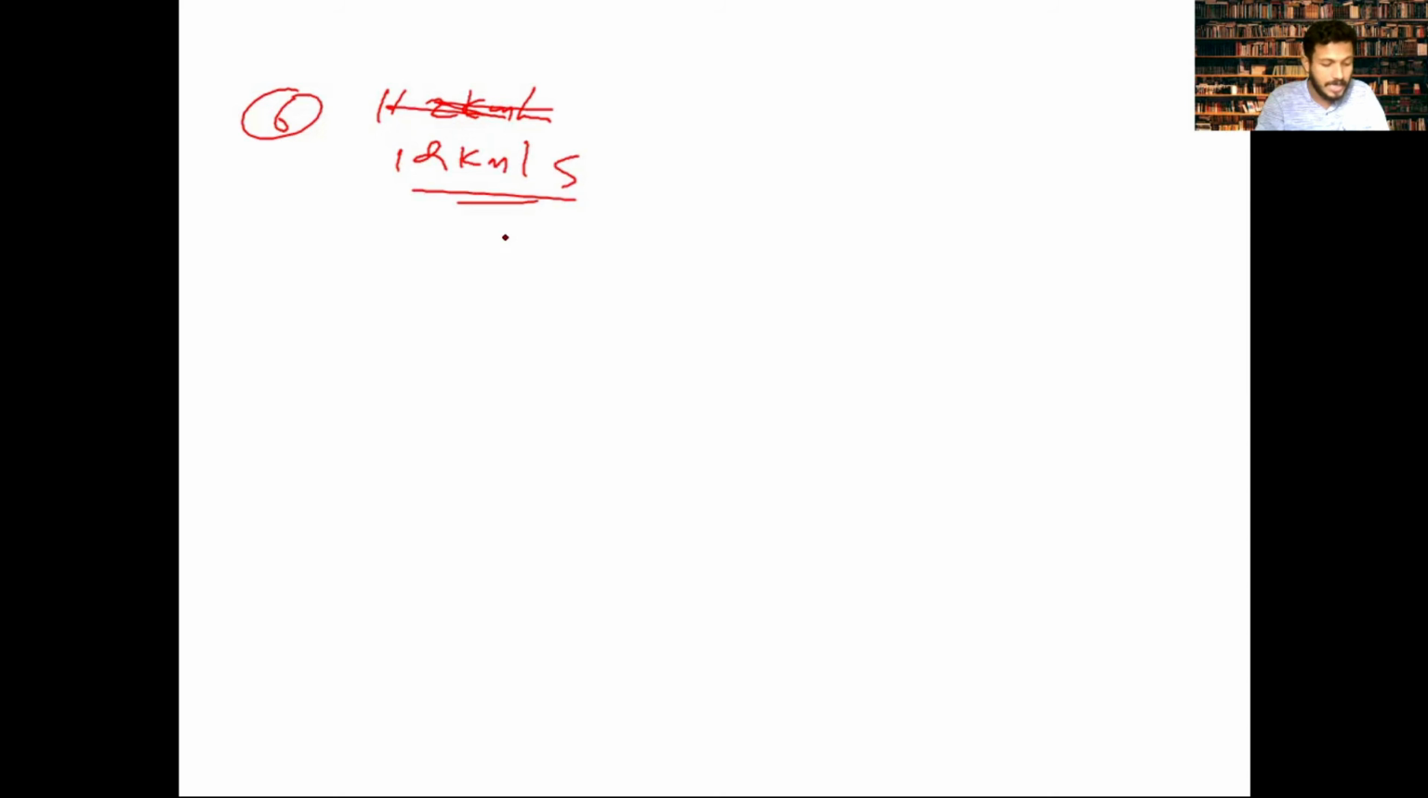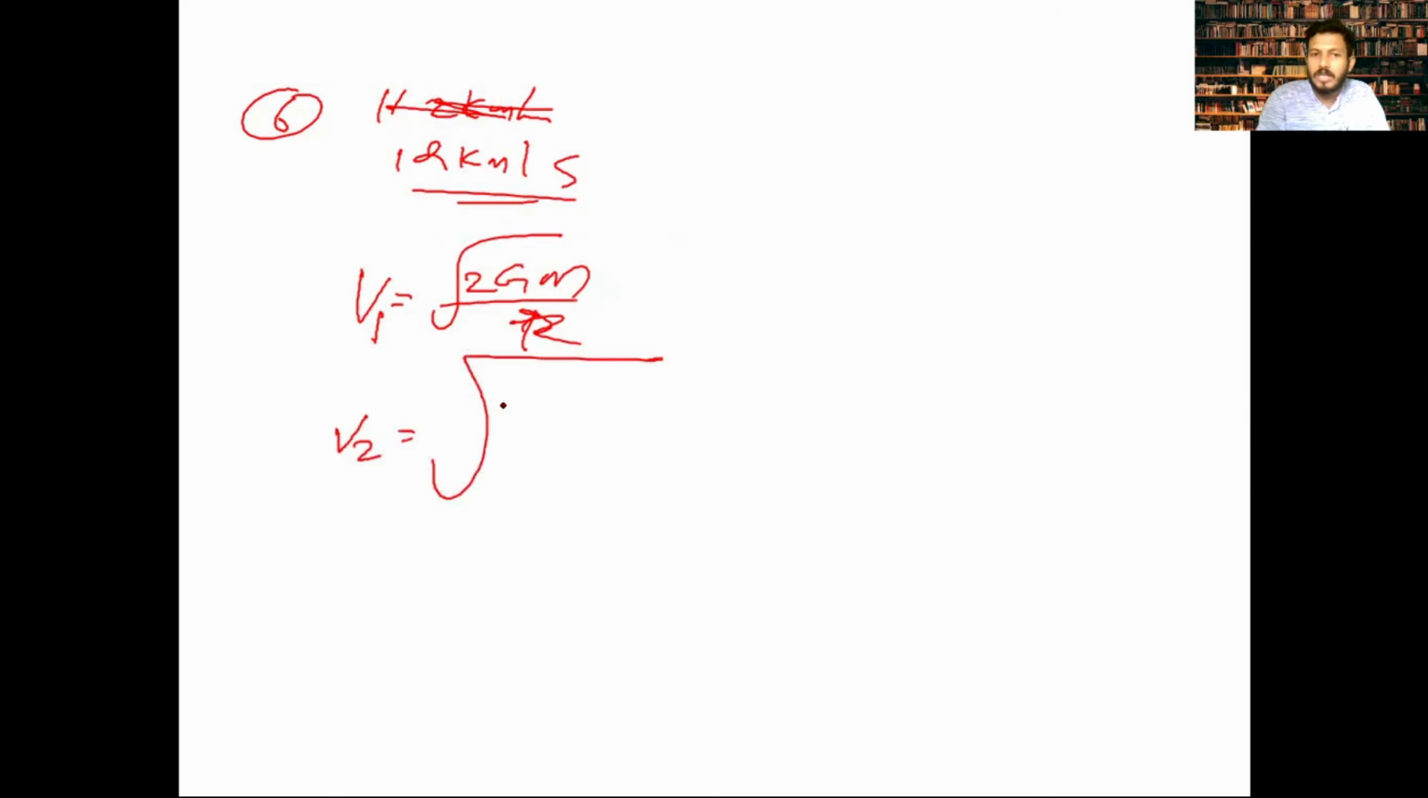12 kilometer per second. V equal to root of 2GM by r. This is V1 for Earth. For V2, it is also root of 2G times the mass of Mars divided by the radius of Mars. Sorry, this is the mass of Earth divided by the radius of Earth.